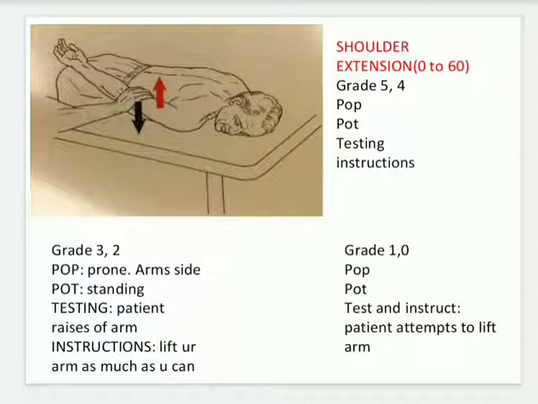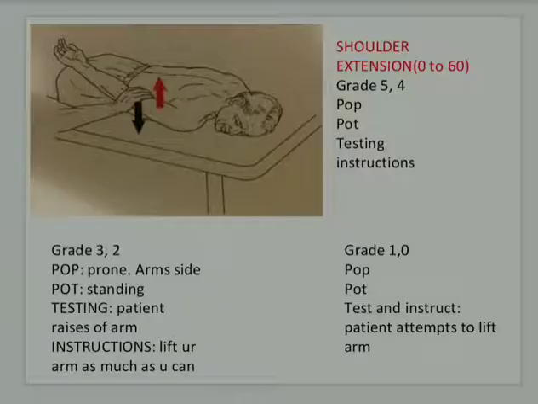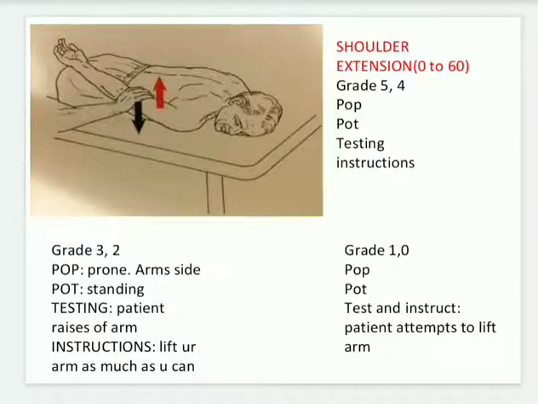For grade 1 and grade 0, the position of the patient is prone, therapist in standing. In the test and instructions, he should be raising the arm off the table. The patient lifts the arm as high as possible, but for grade 1 and grade 0 it is only palpable. He should be testing the muscle at the lateral border of the scapula and palpate the teres major muscle.